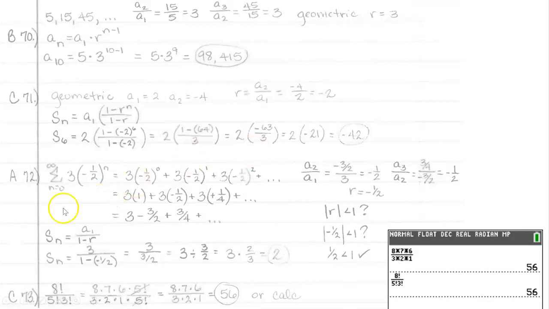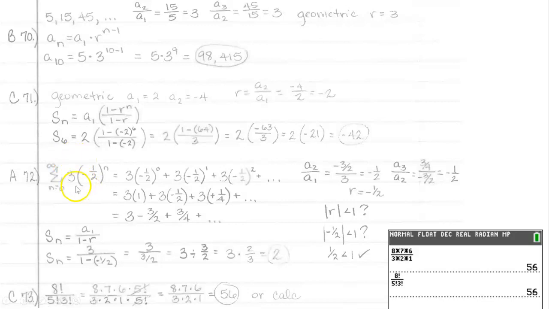All right, then 72, they ask us to evaluate the summation from 0 to infinity. Now, the only way you can find a sum to infinity is if 2 things are true. 1, it's geometric, and 2, the absolute value of its ratio is less than 1. So let's check that. Let's see if it has those 2 characteristics.